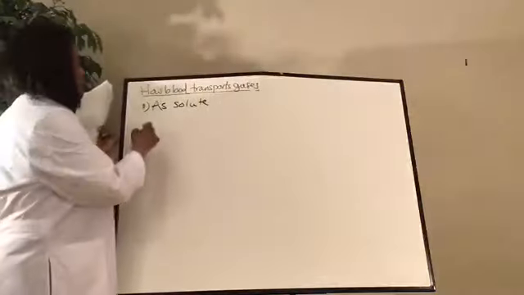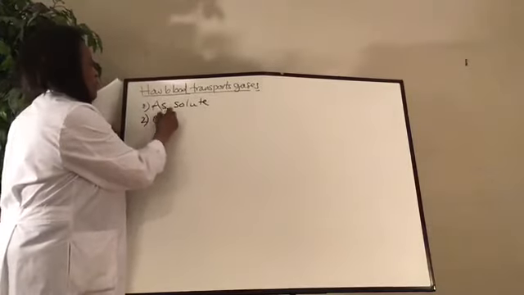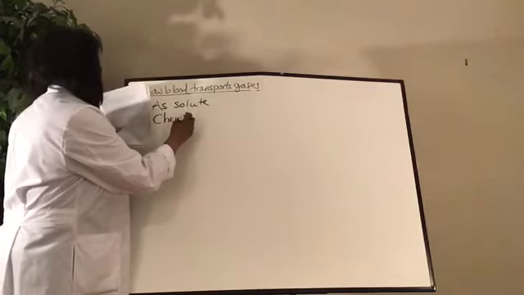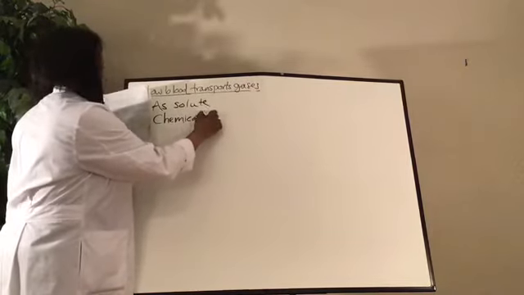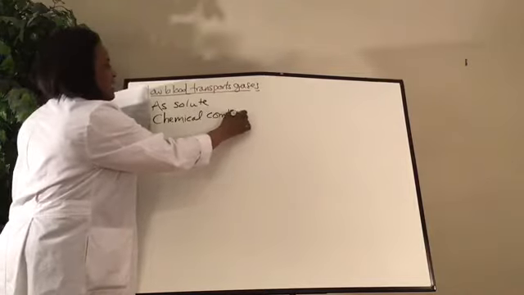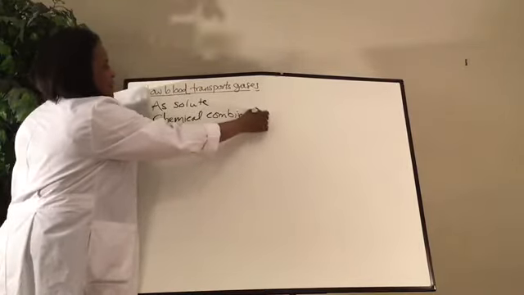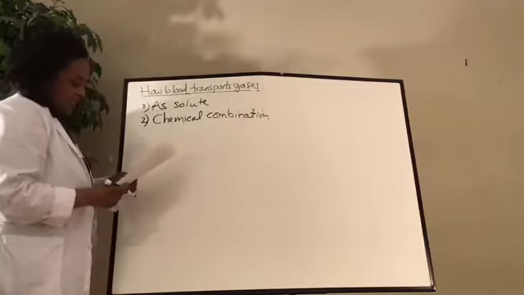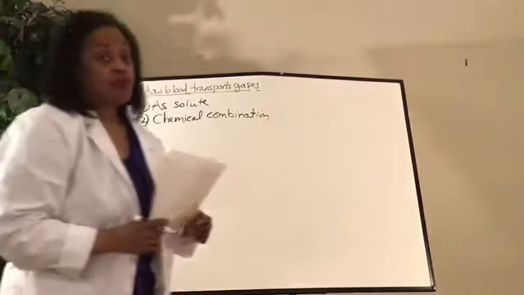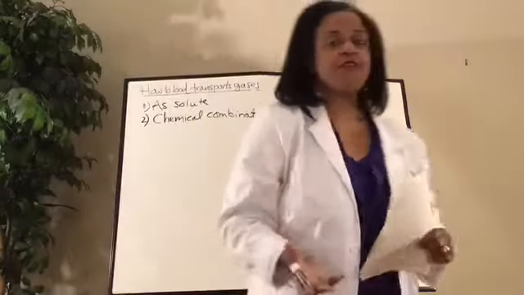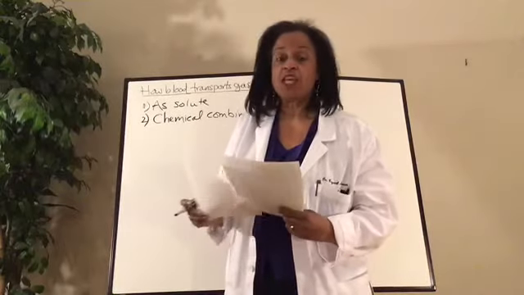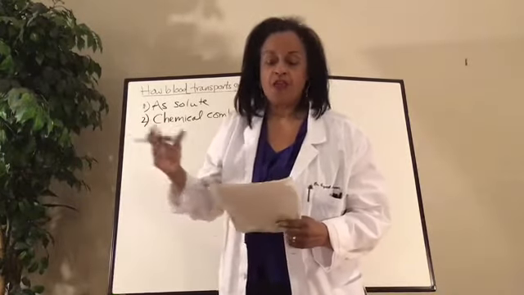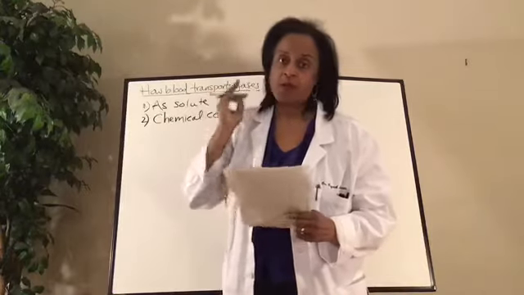Another way though is to transport gases in a chemical combination, or chemically combined. This is where you see the majority of the oxygen and the carbon dioxide. They form a chemical union with other molecules, for example, hemoglobin.